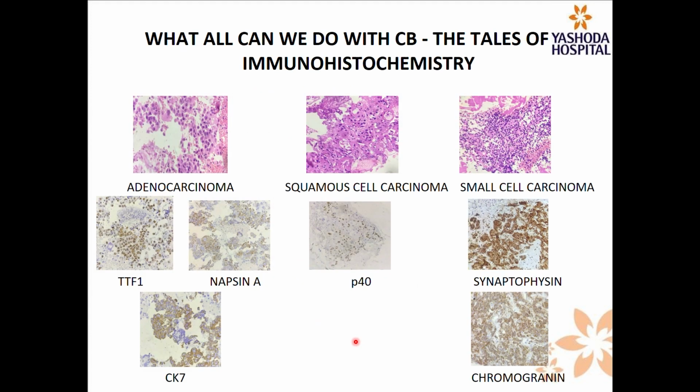So these are all cases where cell block preparation has been so helpful to us. First was a case of definite adenocarcinoma, a relapse after lobectomy, which was TTF1, napsin, CK7 positive. Second that you see is a squamous cell carcinoma, P40 positive. Third was a small cell carcinoma positive for synaptophysin and chromogranin. A good IHC staining requires good preservation of the cells in the cell block, so it's very important that we refrigerate the sample, or we should put neutral buffered formalin if the cell block has to be prepared.